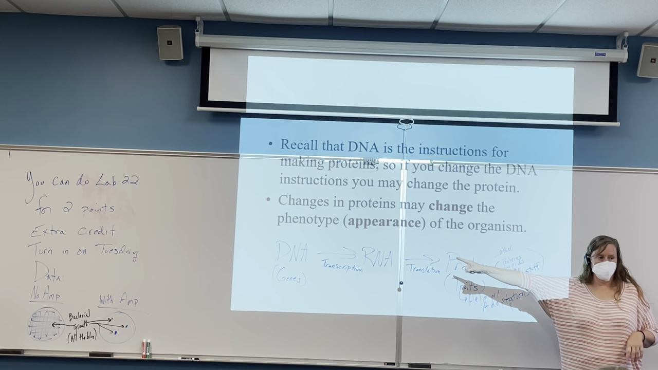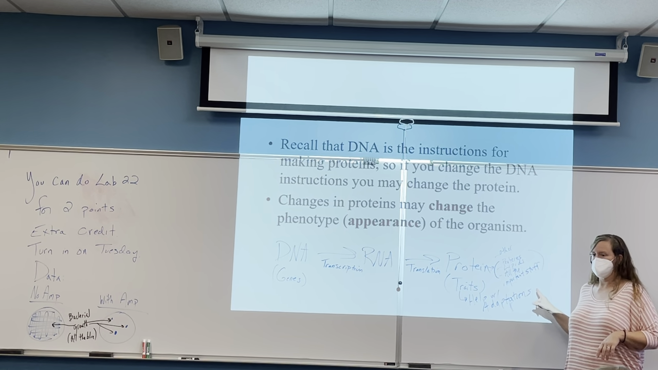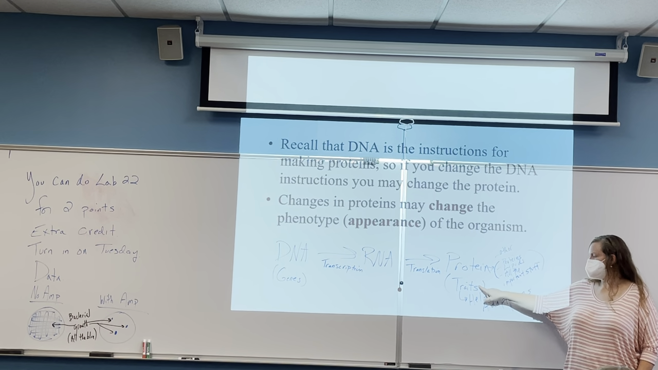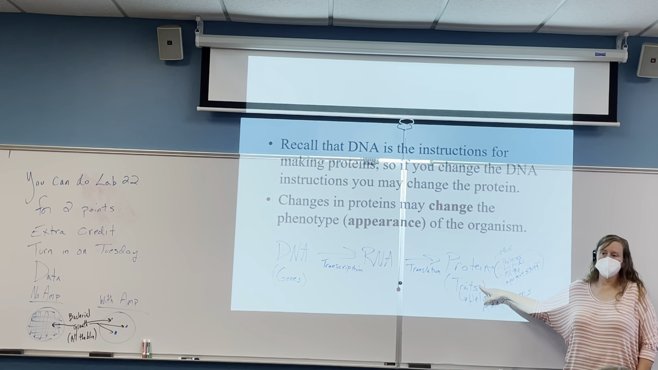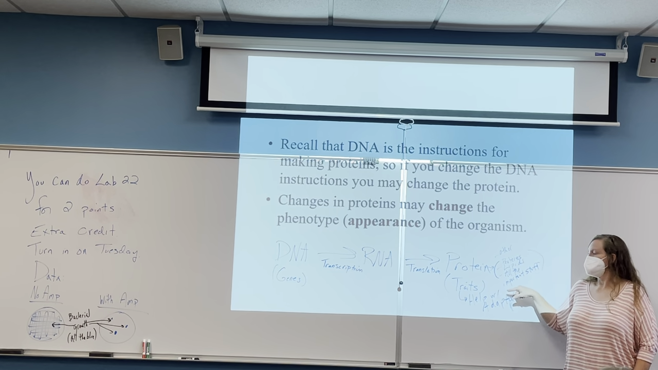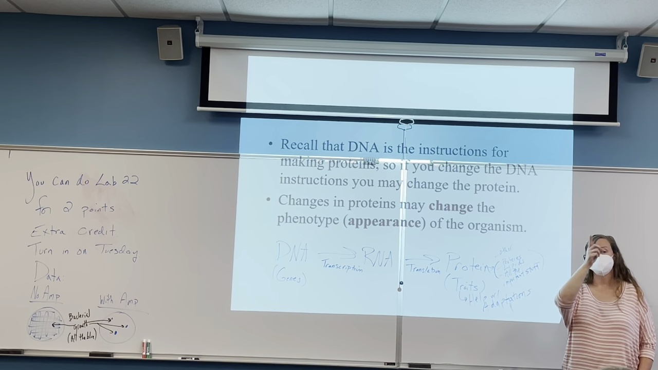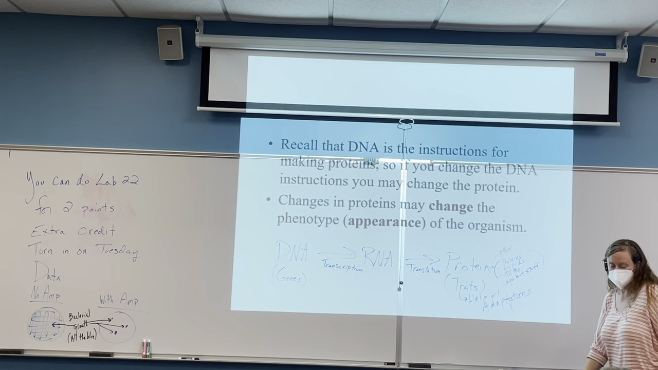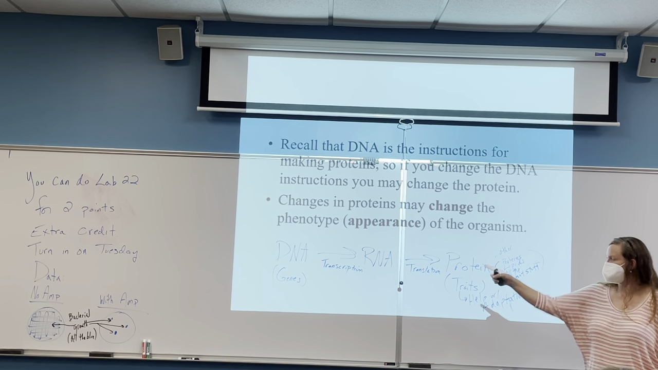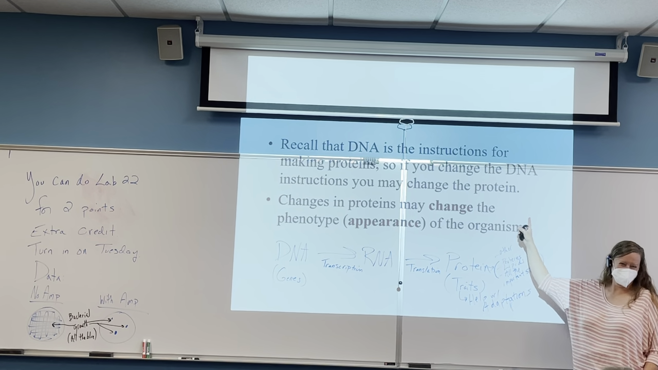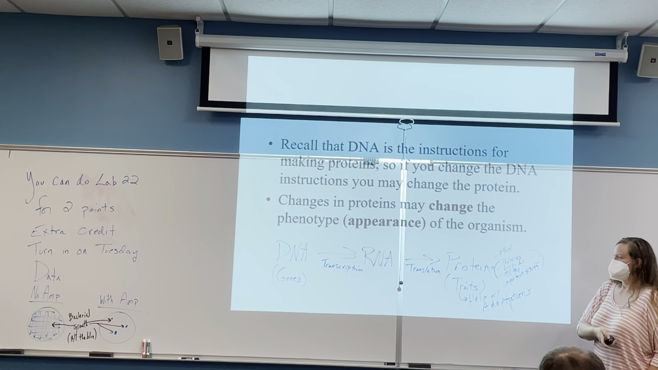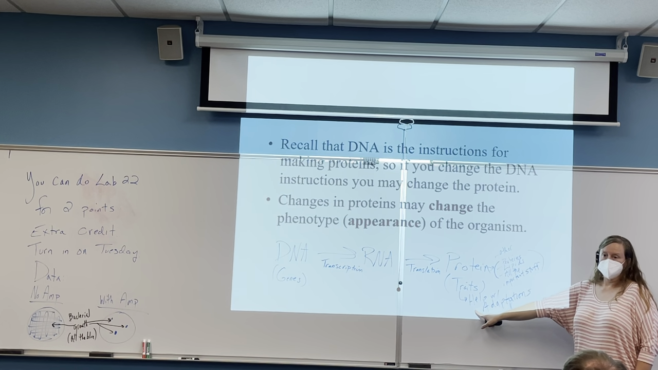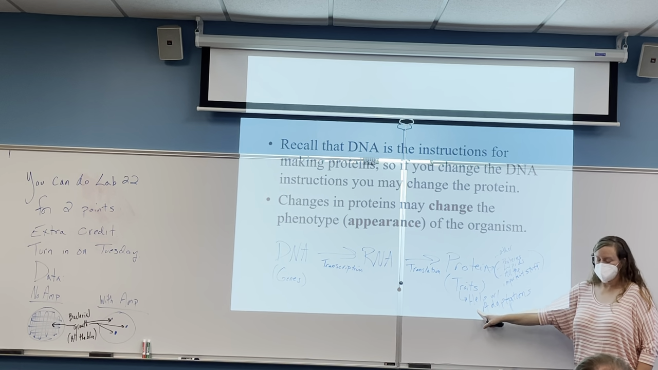So if you make a mistake there, it gets passed on to here. And getting passed on here again could make no big deal, still codes for whatever's important, or codes for something worse or codes for something better. So just a little reminder, a lot of the stuff that happens in 111 is going through this stuff to help you get to this stuff. When we're talking about the traits or the adaptations, we call those the phenotypes.